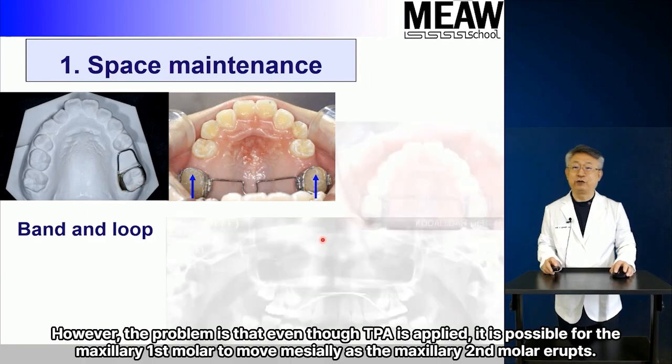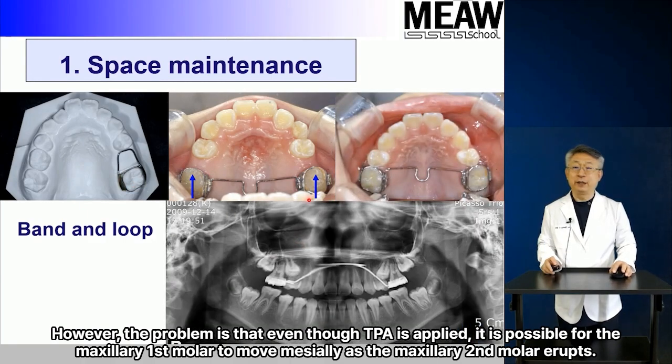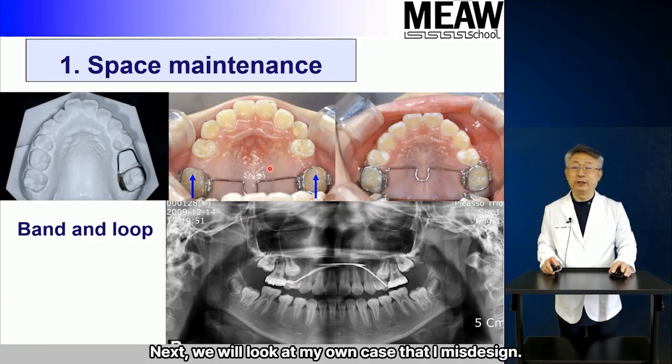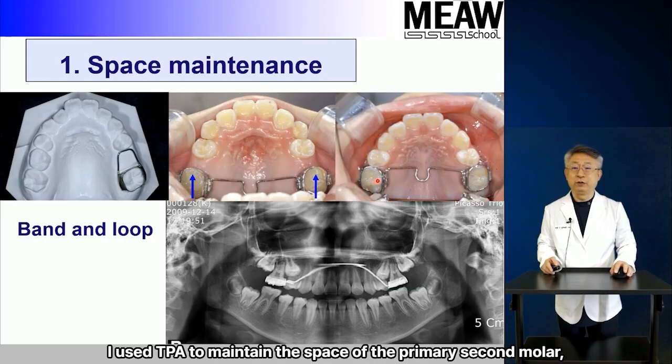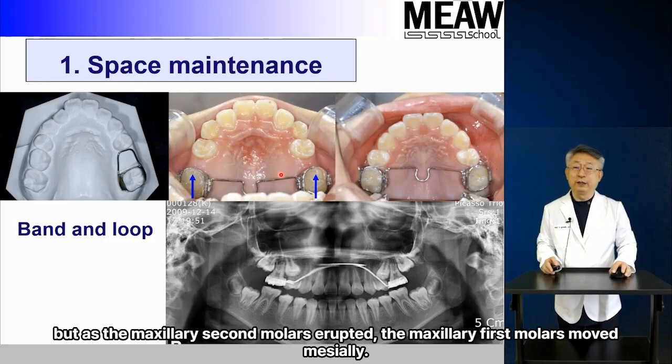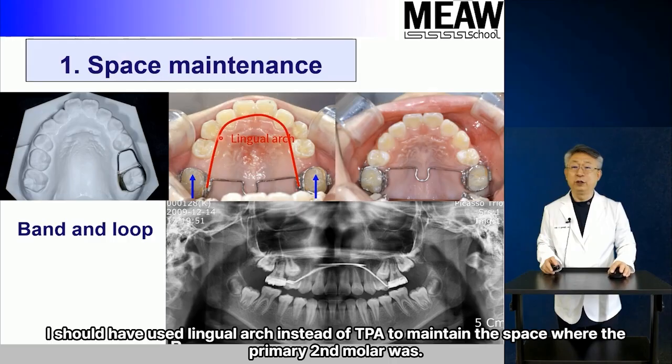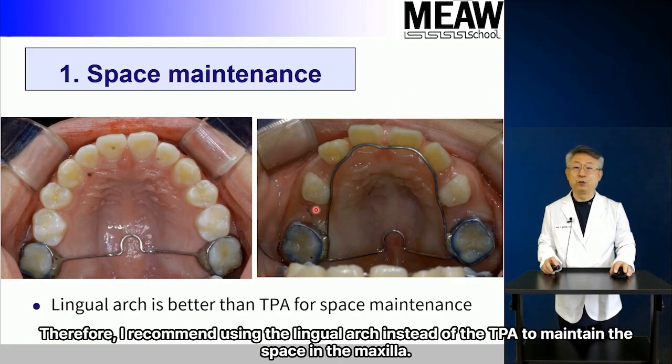However, the problem is that even though TPA is applied, it is possible for the maxillary first molar to move mesially as the maxillary second molar erupts. Next, we will look at my own case that I misdesigned. I used TPA to maintain the space of the primary second molar, but as the maxillary second molars erupted, the maxillary first molars moved mesially. I should have used lingual arch instead of TPA to maintain the space where the primary second molar was. Therefore, I recommend using the lingual arch instead of the TPA to maintain the space in the maxilla.